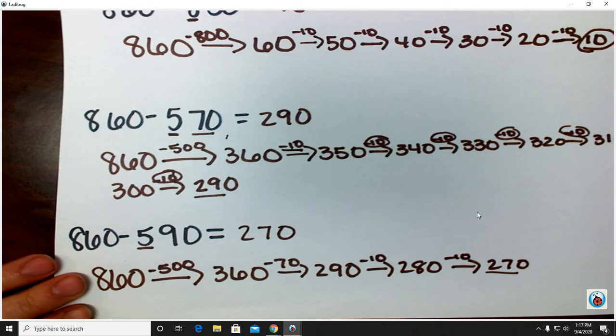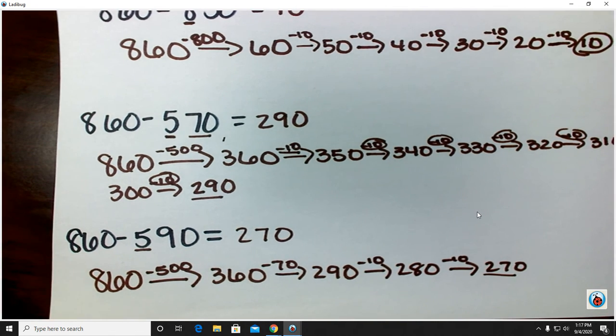All right? So subtraction can be a little tricky. You kind of get your mind focused on adding and adding and adding.